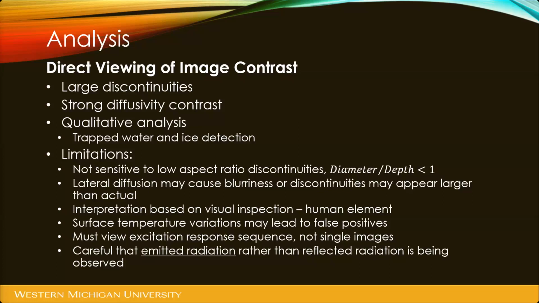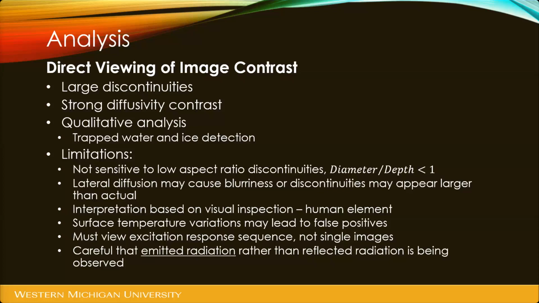But they're not as sensitive to, remember those low aspect ratio where the diameter divided by the depth is less than 1? For those kinds of things, you're probably going to have to use some kind of actively analyzed image, where some kind of analysis algorithm has been run on it. But diffusion can cause blurriness. Oftentimes the discontinuities may appear a bit larger than they are, which, if you're erring on the side of saying something's larger than it is, it'll probably mean you're taking it out of service early versus late. Some would argue that's better. Some would argue over time that's worse because it's going to be more expensive that way.